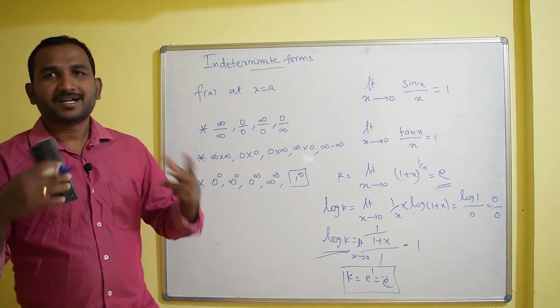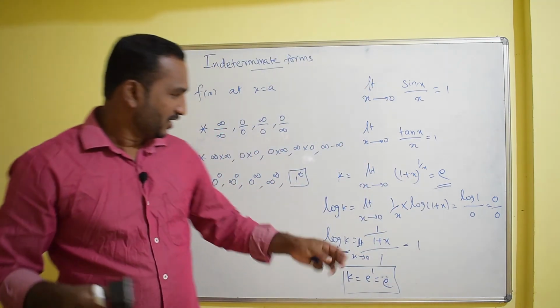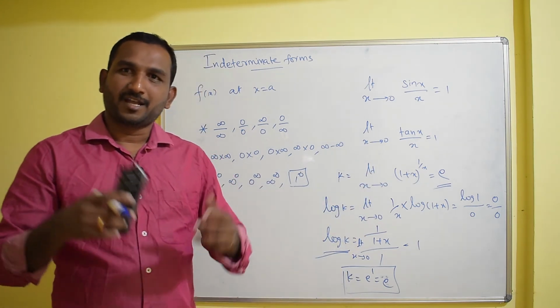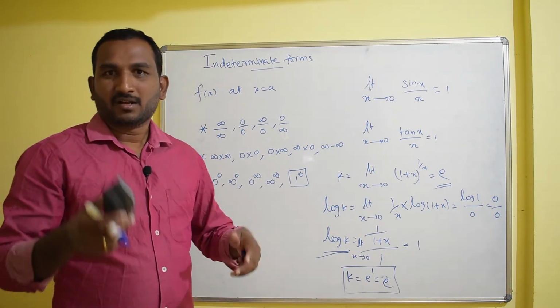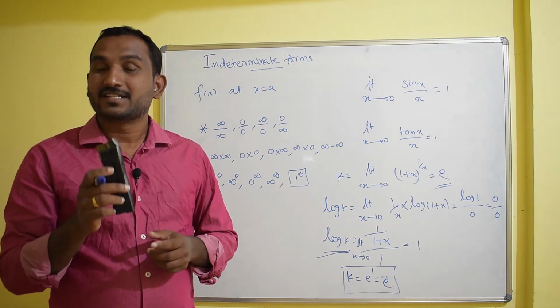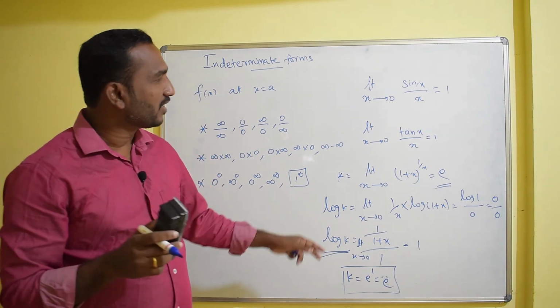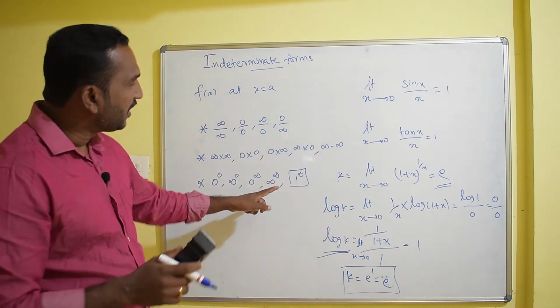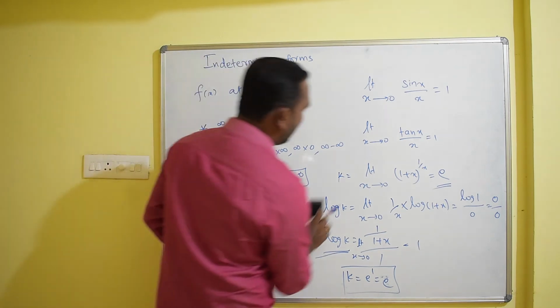See, if you forget these results, you know what happens? You need to proceed through all these steps. Your time may also get high, and again I told you the chances of getting error are too high. So that's the reason why, if you know all these results, you can apply them immediately. And I'll come back to the 1 power infinity.